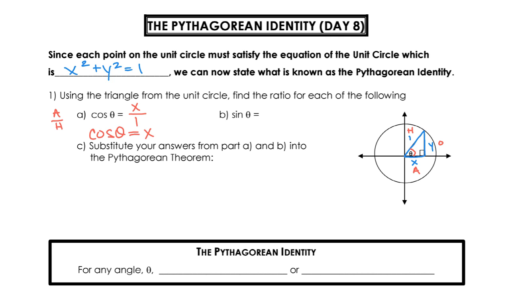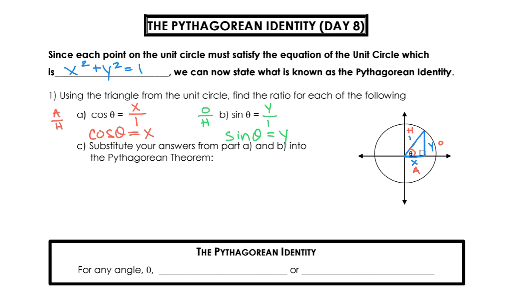And we've been working with that for a while now. Sine theta is opposite over hypotenuse. And so our opposite side is y, over our hypotenuse side, which is 1. And then we end up with sine theta equals y. All right, so we've known that for a while. But now we're going to do something a little different.